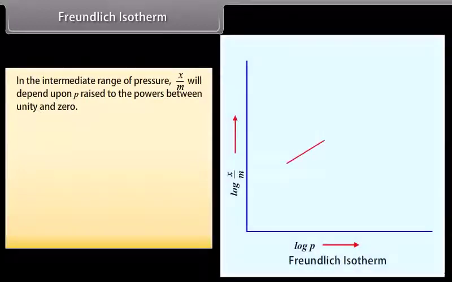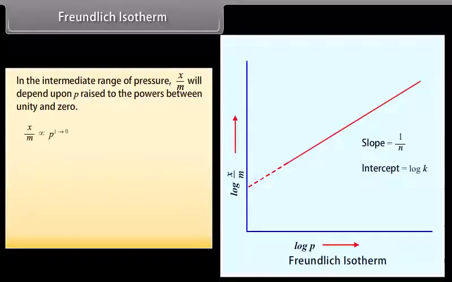Freundlich isotherm. In the intermediate range of pressure, x/m will depend upon p raised to powers between unity and 0. This can be expressed as x/m is directly proportional to p raised to the power 1 to 0, or x/m is directly proportional to p raised to the power 1/n, where the value of n is greater than 1, or it can be written as x/m is equal to k multiplied by p raised to the power 1/n.